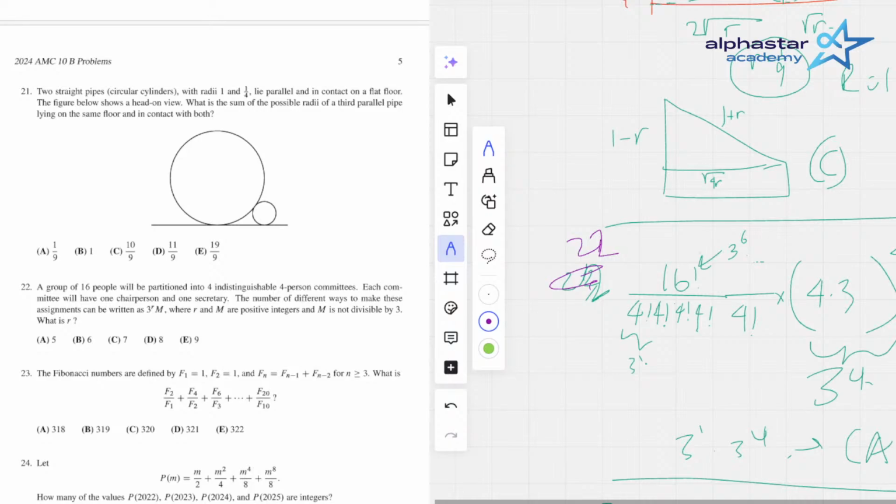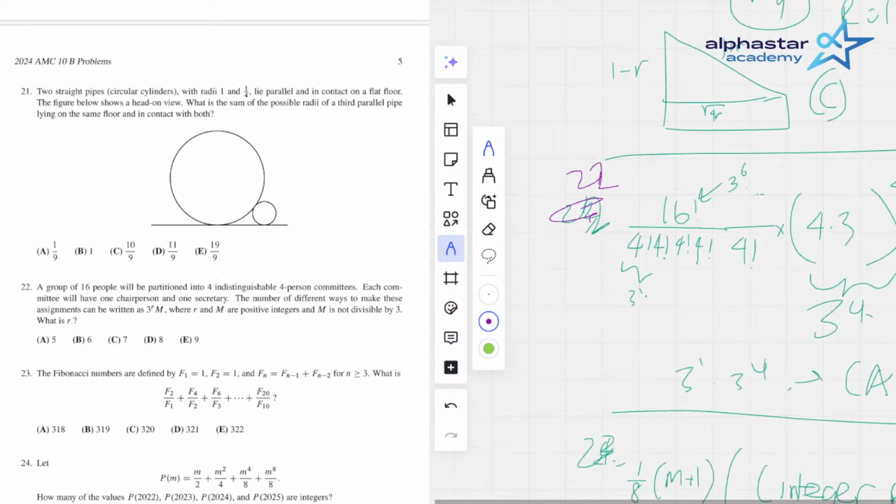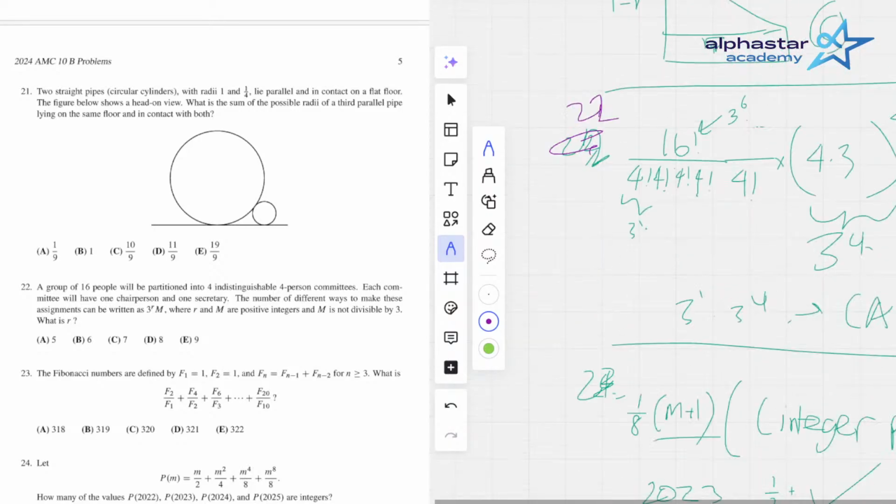So there's 5 multiples of 3 and then 1 multiple of 9. So that gives us 6. So 6 minus 5 is 1. And then, of course, the number of ways to make chairperson and secretary within each committee, 4 times 3. So that gives us 1 for each committee. So that's 4 plus 1 gives us an answer of 5. Okay, cool. I think I checked this one.